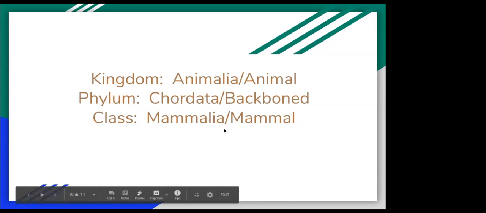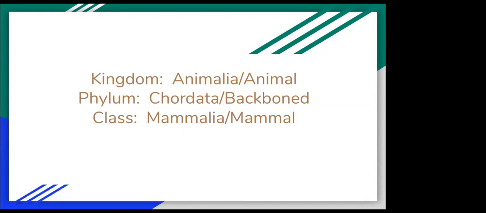Class, Mammalia, or mammal. Those are animals that give live births and produce milk for their young. Those fall under mammal. So a cow, a goat, a cat, a dog, those are all mammals. This would now exclude birds and reptiles, which have eggs.